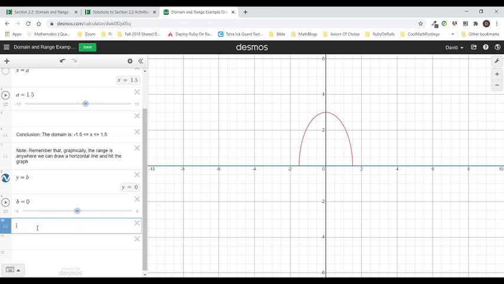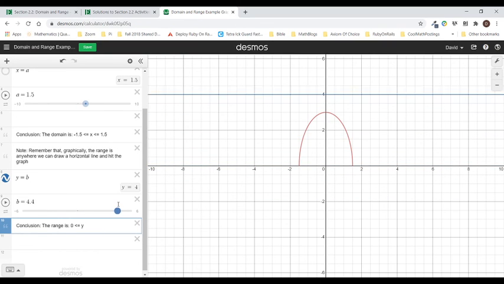I'm going to say the conclusion, the range is, well, the lowest I can go is 0. I have to have less than or equal to. And remember, these are y values. Now I want to know how high I can go and hit the graph. So I start moving that slider again.